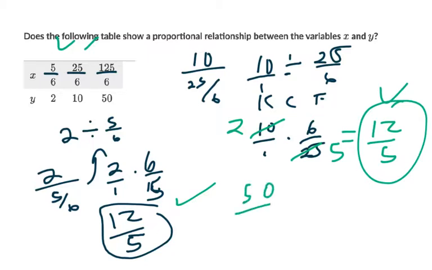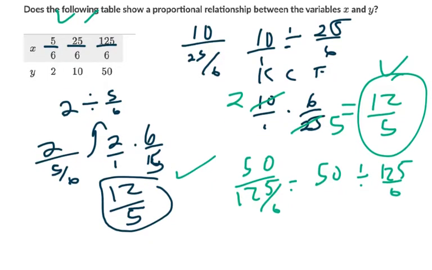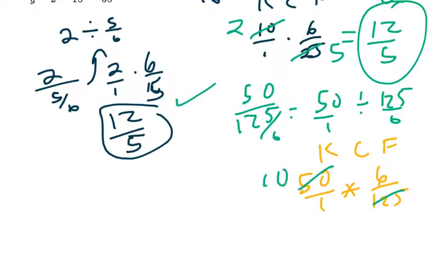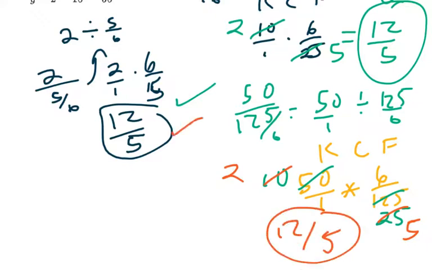We have 50 over 125 over 6, which then gives you 50 divided by 125 over 6. Once again, we have fractions, so we can make that a fraction. And then once again, we do the keep, change, flip. So we keep the first fraction, change it to multiplication, and then flip the second fraction. And then we can reduce by 5. So that goes to 10, and that goes to 25. Then we can reduce again. That goes to 2, and this goes to 5. And when you multiply straight across, we get 12 over 5. And lo and behold, 12/5, 12/5, 12/5, they're all the same.